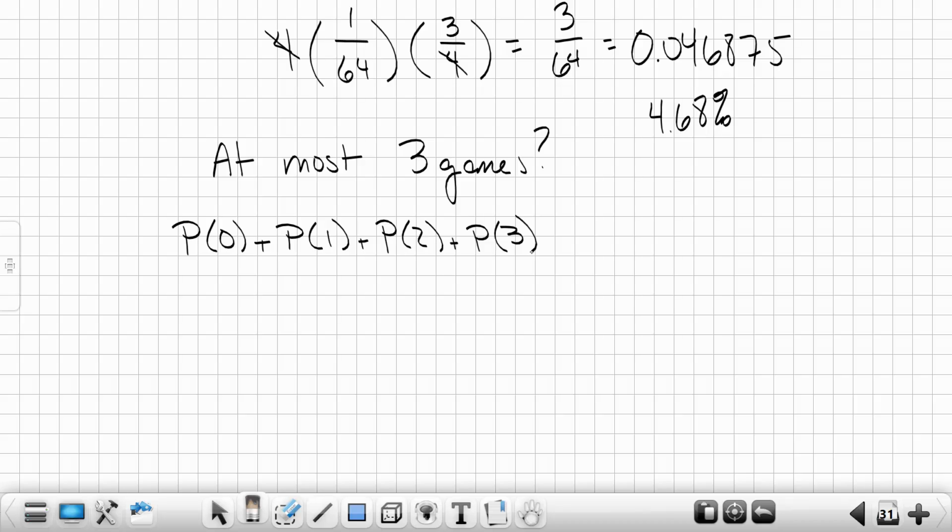So we're going to do the same thing as this. We already have this answer, at least, but we're going to do 0, 1, 2, and 3. So that's going to be 4 choose 0, 1/4 to the 0, 3/4 to the 4. Make sure we understand that. Out of the 4 games, I won 0. I had a 25% chance of winning. That didn't happen. I had a 75% chance of losing. That has to happen 4 times.